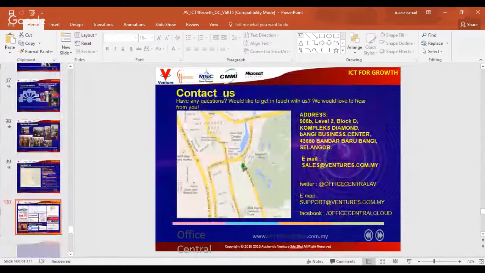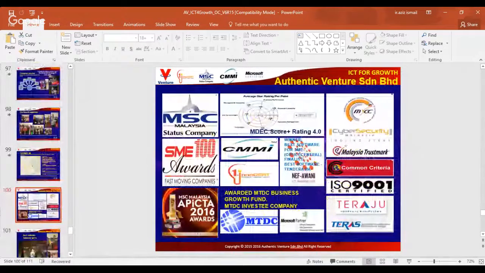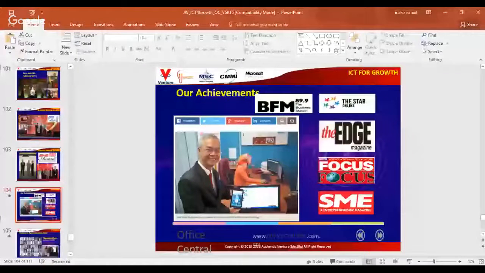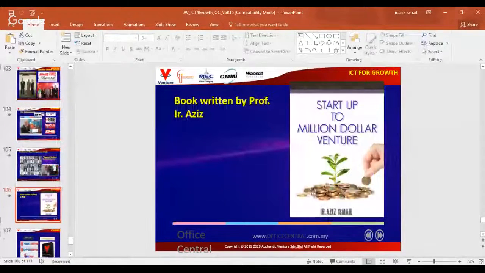This is what we are. We have this MSC status. We have this SME 100 award, a big top award. It's a very good product to help you double up your sales. Some of our pictures during the SME 100 award. We appear in the various magazines almost every month, The Age, The Focus, The SME, The Star, BFM, in the book. And I also wrote my own book called Startup to $1 Million Venture.